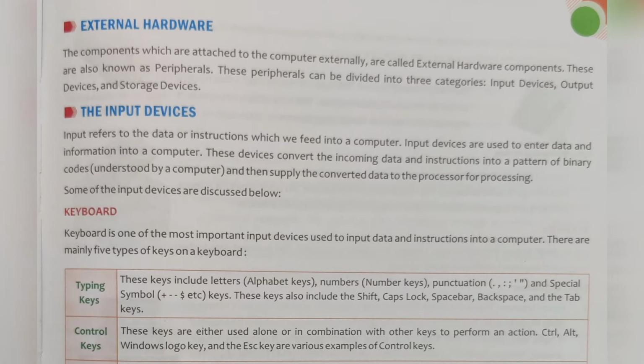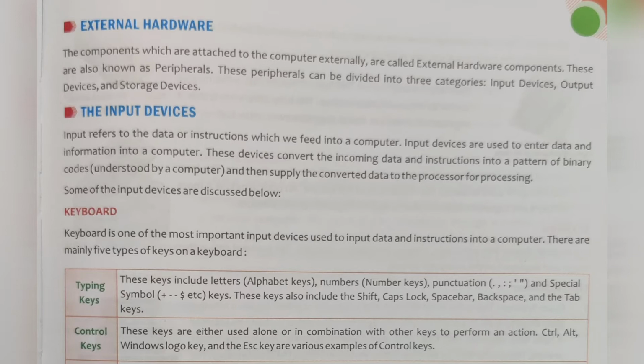Some of the input devices are discussed below. The first is the keyboard. Keyboard is one of the most important input devices used to input data and instructions into a computer. There are mainly 5 types of keys on a keyboard. First, there are typing keys. These keys include letters, alphabet keys, number keys, punctuation like comma, full stop, semicolon, etc., and special symbol keys. These include the shift, caps lock, space bar, backspace, and tab keys.